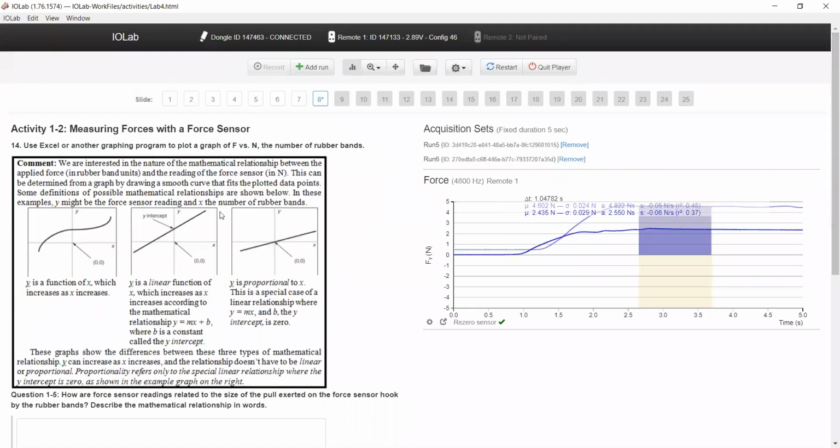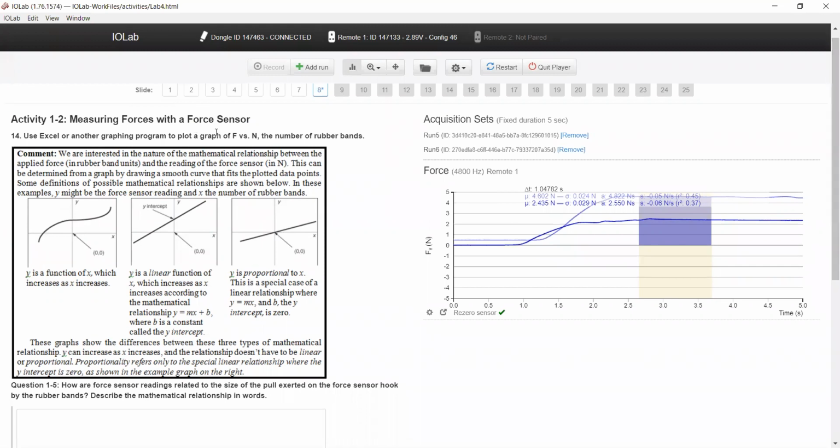So they want us to plot in Excel or another plotting program the force measured versus the number of rubbers used. Which one will fit out of these? Was it like this or like this or like this? If there is no rubber, there is going to be no force. It has to start at zero. This is force, that's number of rubbers. So when you have zero rubbers, there should be zero force. Kind of straightforward. So you'll plot here and find your equation.